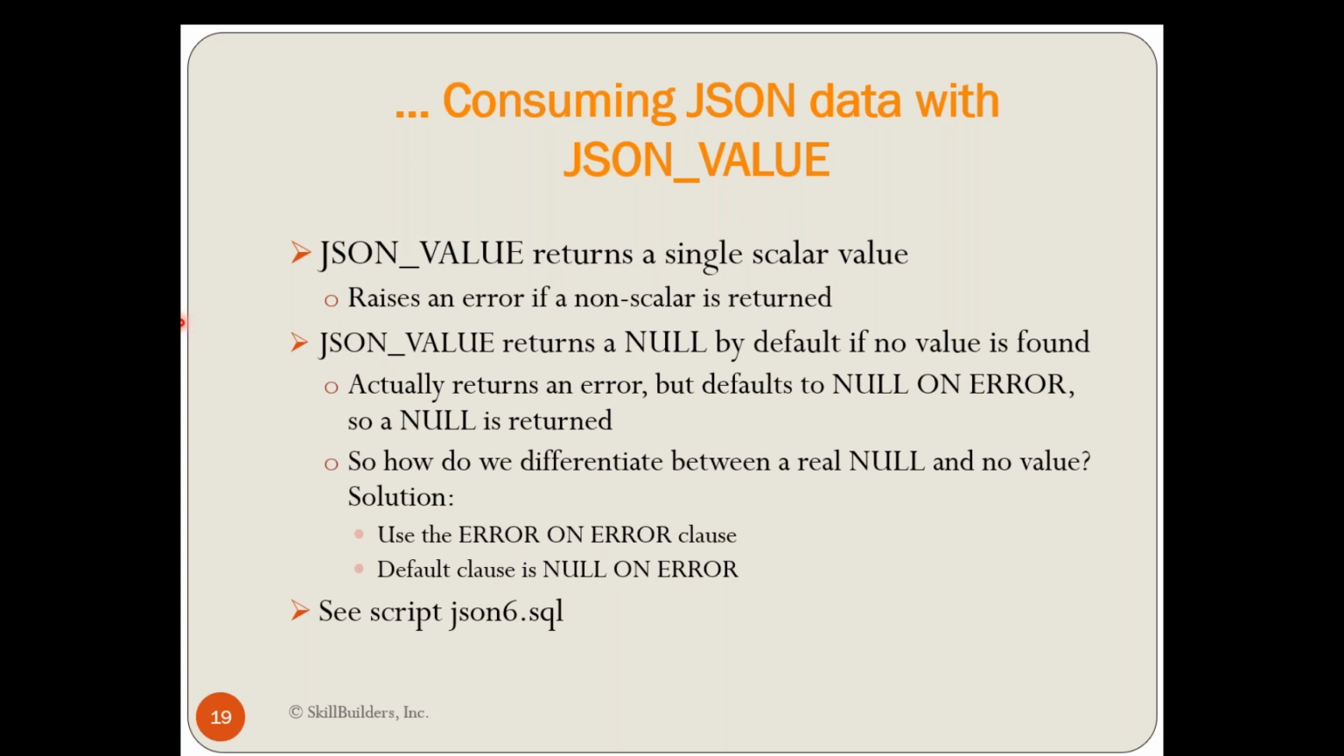Nope, the JSON value must return a single value: a string, a number, a date, or whatever. If you try to return anything more than that, it will give you an error. So right here, you led me right into it. It raises an error if a non-scalar is returned.